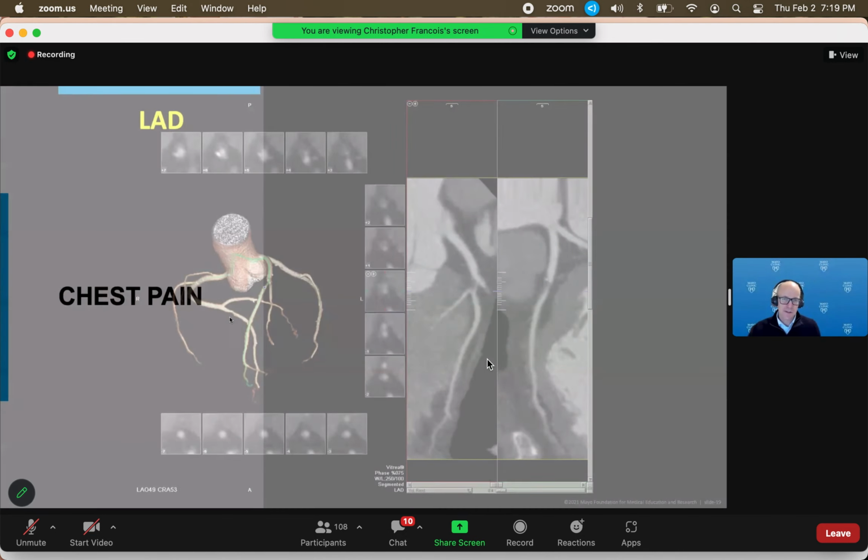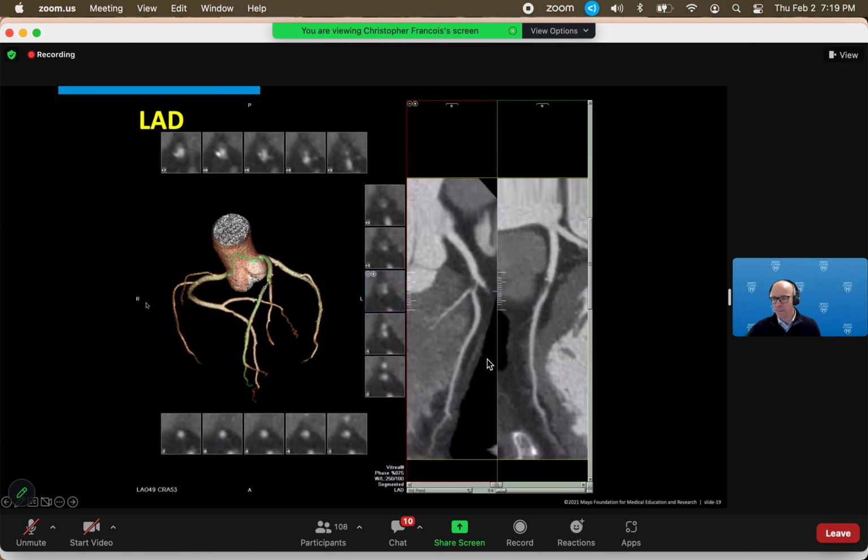Okay, so this next case, again, chest pain. This is the left anterior descending coronary artery. Tell me what you see. All right. Within the proximal aspect of the LAD, there's a mixed calcified, non-calcified plaque resulting in severe stenosis. And then there's, I guess, maybe a short segment of myocardial bridging distally.